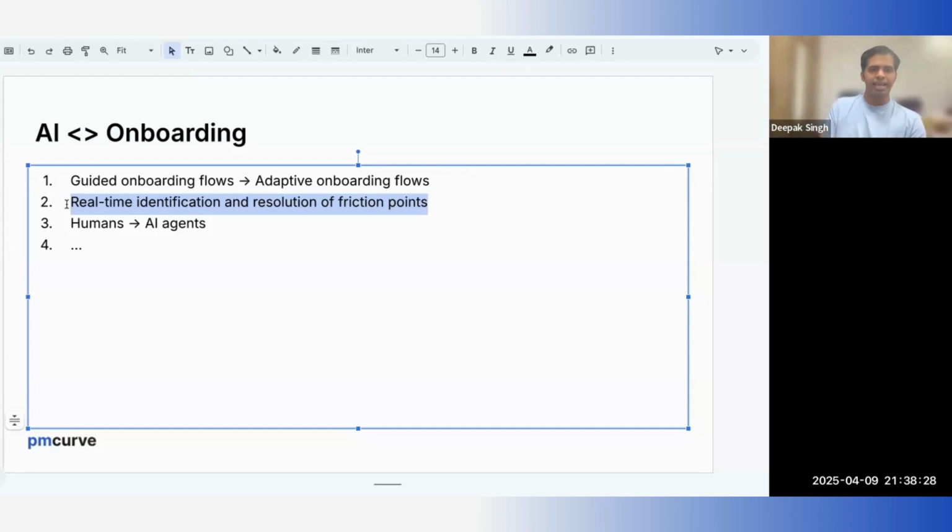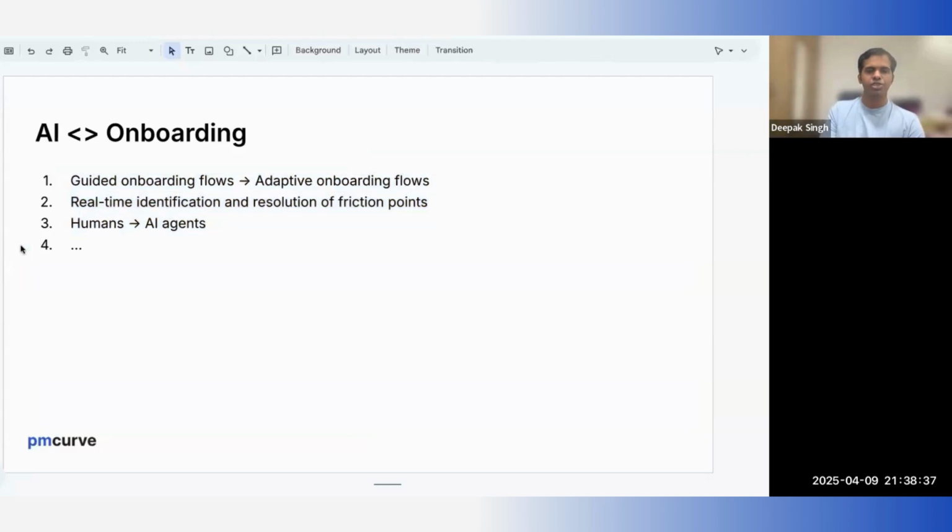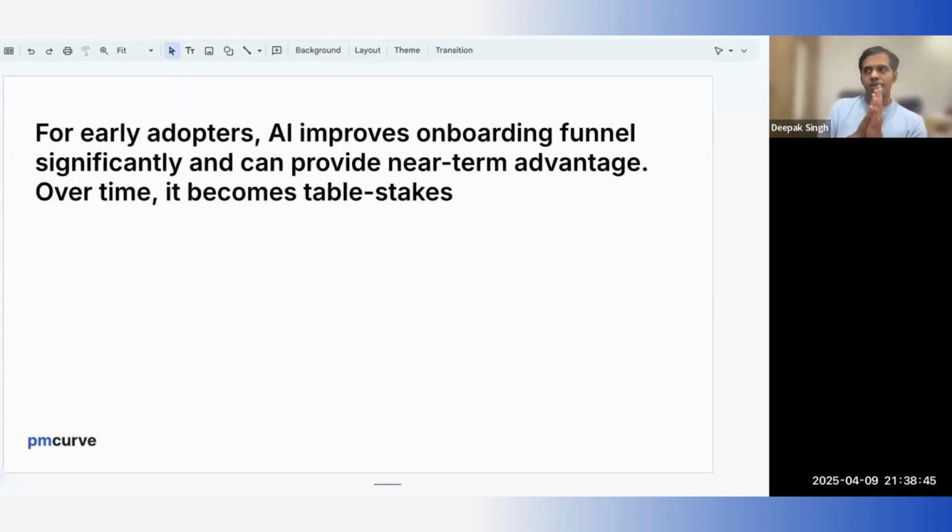So you have to understand AI changes a lot in onboarding, but broadly, it leads to adaptive onboarding flow. It leads to real-time identification and resolution of frictions. And it leads to AI agents who are going to replace some of the humans in the loop, right? So the good news is if you are an early adopter of AI, it will improve your onboarding funnel significantly because your competitors are not doing it. You are doing it, which means a lot of people, a lot of new users specifically, are going to get retained on your platform. And it can definitely provide a near-term advantage, like a 6 months, 1 year sort of advantage.